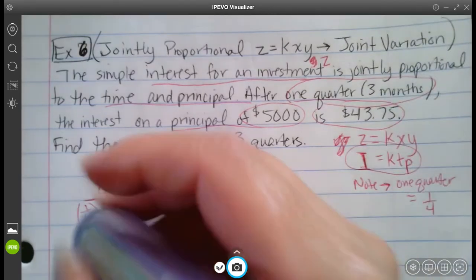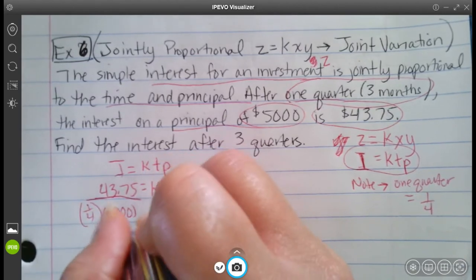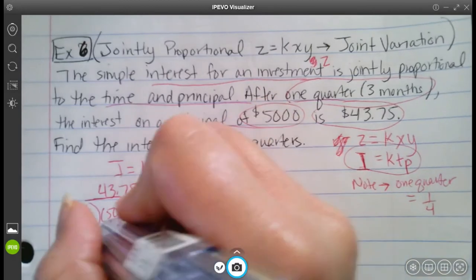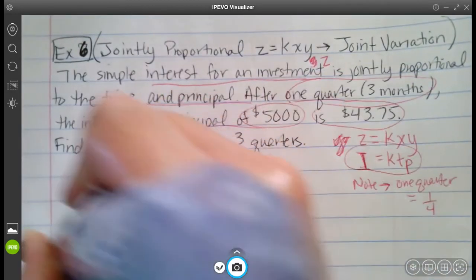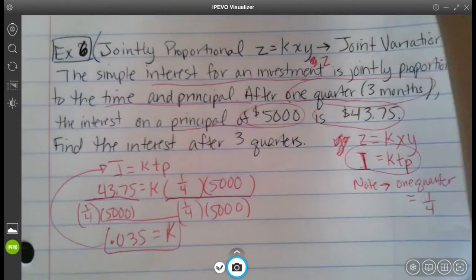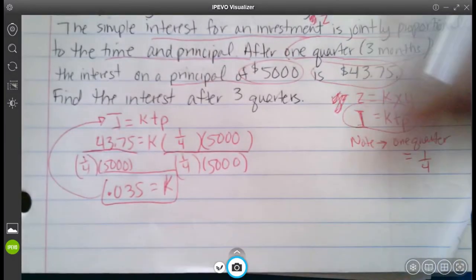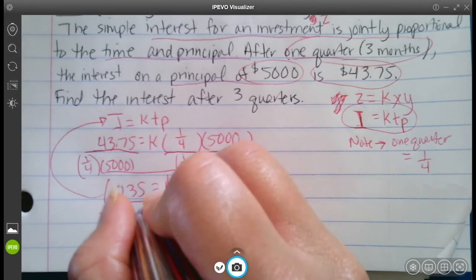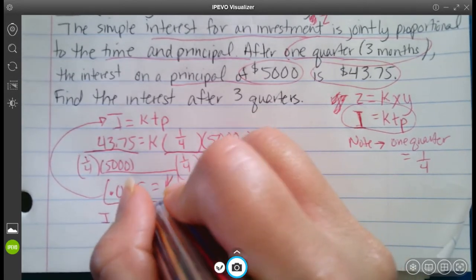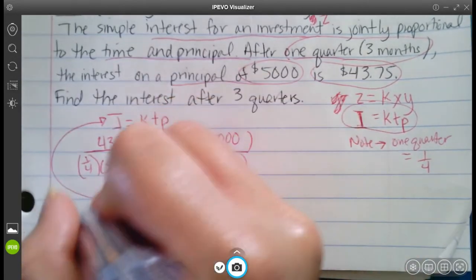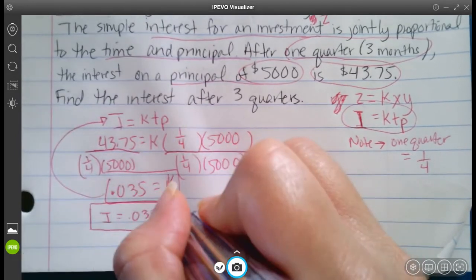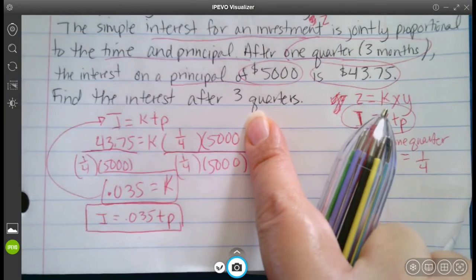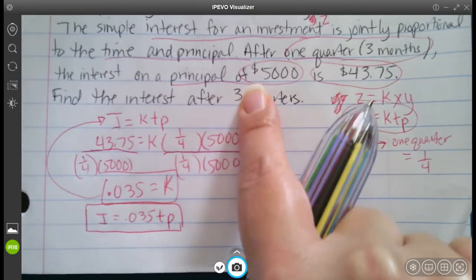Okay, so I'm getting 0.035 for my K. This is important because this goes back in this formula. Let's scoot this down just a little bit. So our equation is actually going to be I equals 0.035 TP. So this is what I'm going to use to find the answer to that last part. It says find the interest after 3/4. I guess we're going to be using the same amount of money.